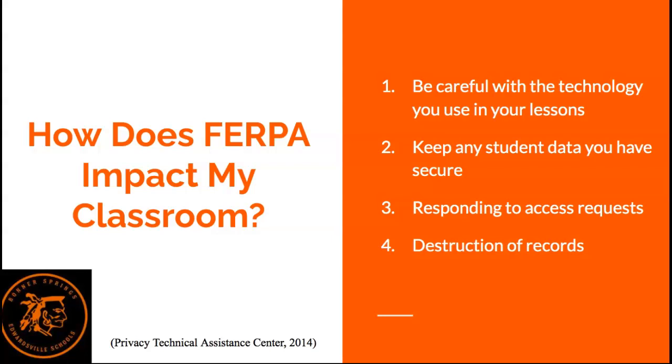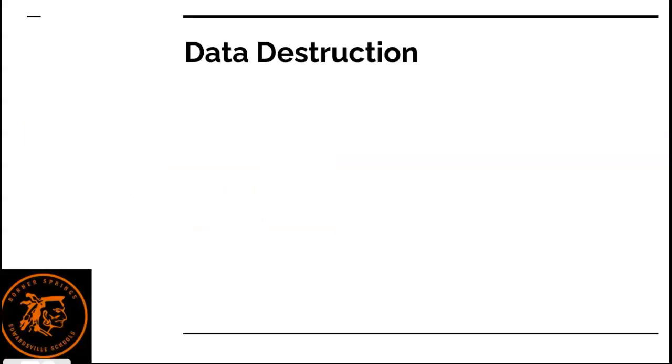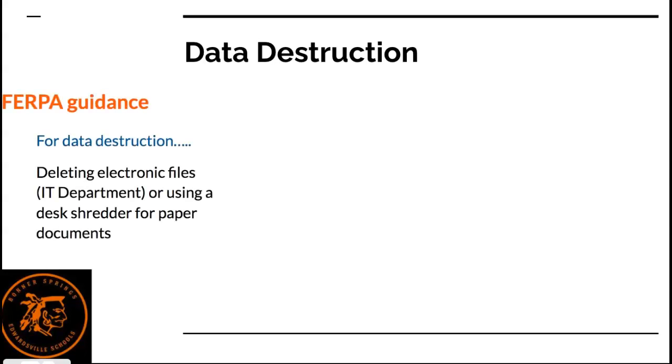Destruction of records. You can't just dump an old record into the trash can. Any material that has students' information on it needs to go to the desktop shredder, or it needs to go to the office to the shredding bin for the company to shred. With data destruction, FERPA doesn't have any direct guidance on how items should be destroyed.